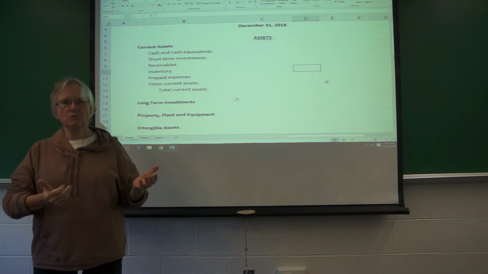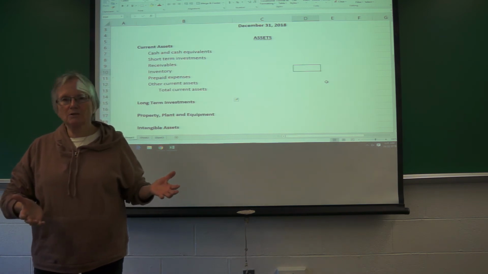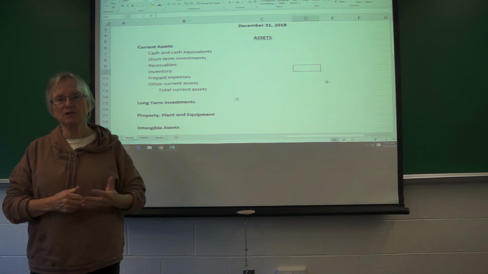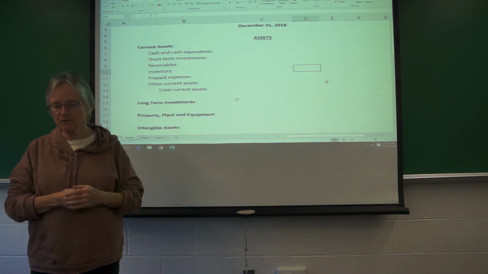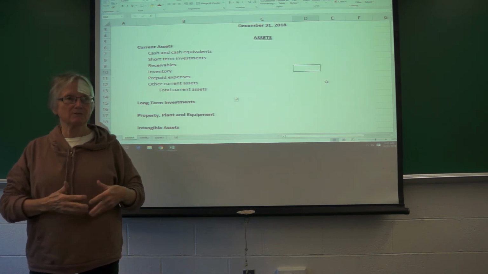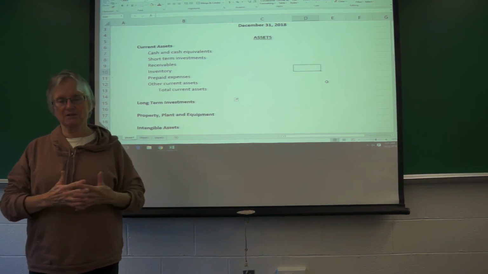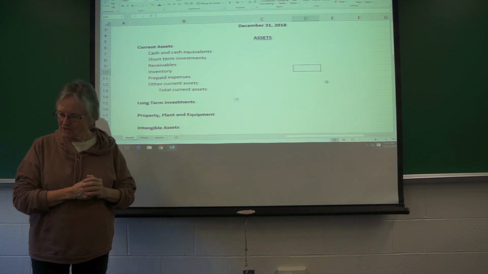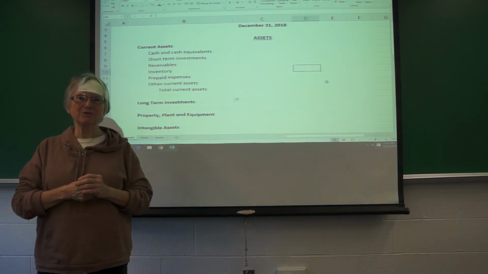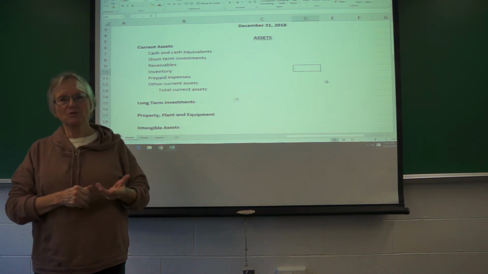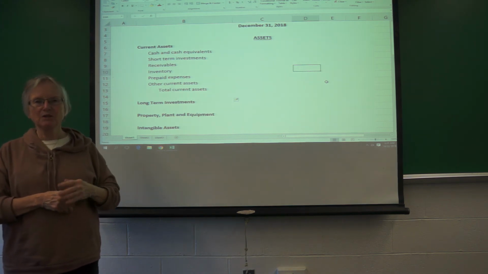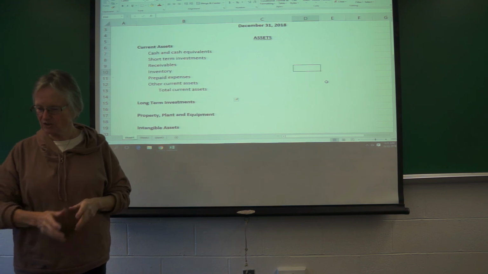What could it be restricted for? It could be restricted for, the company has a big bond issue that it's going to have to pay off soon, so it can't use that cash for other purposes. Maybe you're planning to expand the facilities, and you've got cash earmarked for that. Disclosure of cash, in the footnotes to financial statements, you have to disclose how you're defining cash and your cash equivalents, and describe any restrictions.